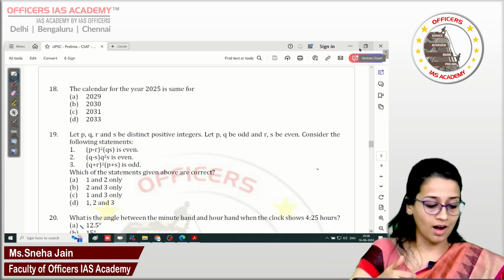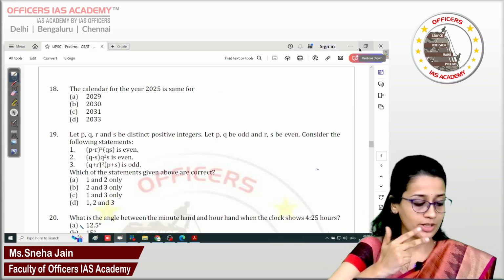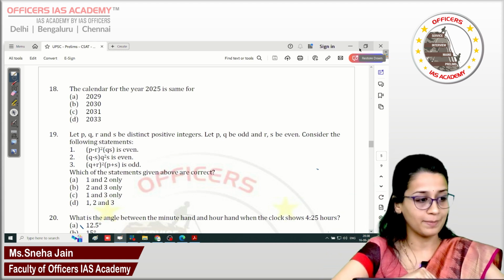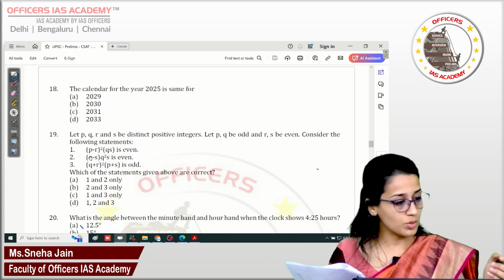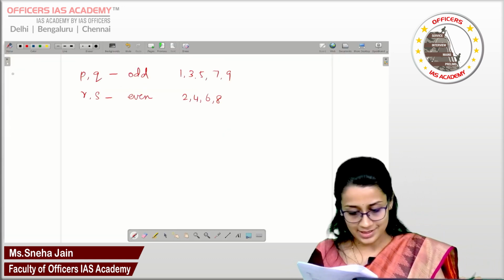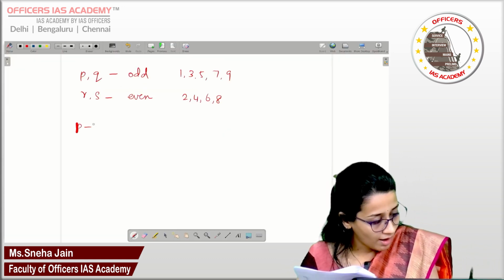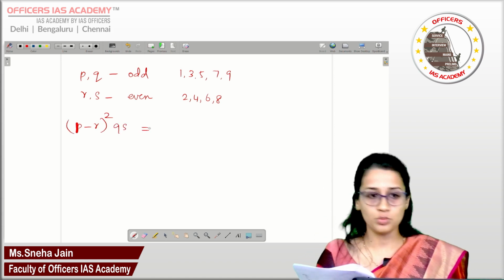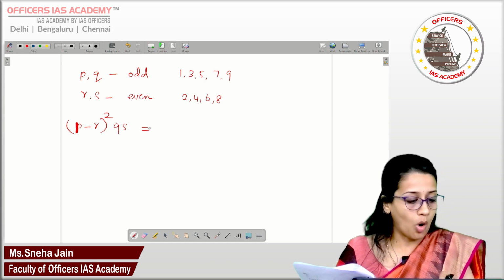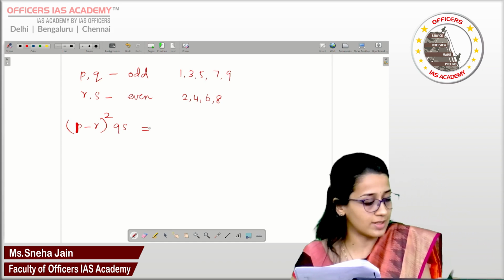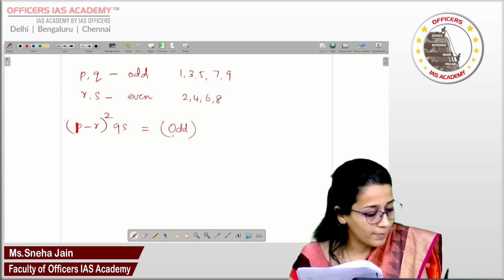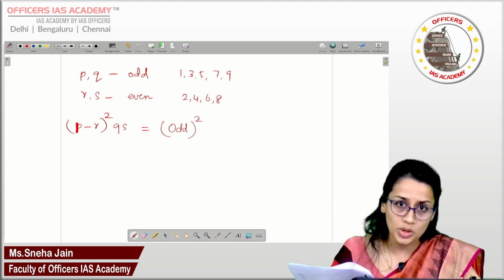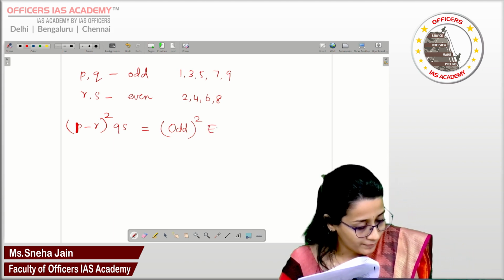P minus R the whole square into Q into S is even. So let us go ahead and write. I will take the question paper in my hand, so it's easy for us to do it here. Now your first condition says P minus R the whole square into QS. So shall we try to work it out? See, P is odd. Odd minus an even number is always odd. Odd number the whole square, and Q into S. Q is an odd number. Odd into even is always an even number.